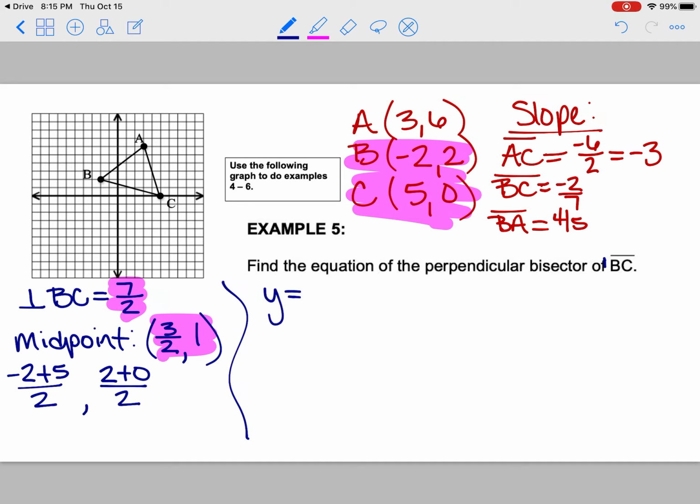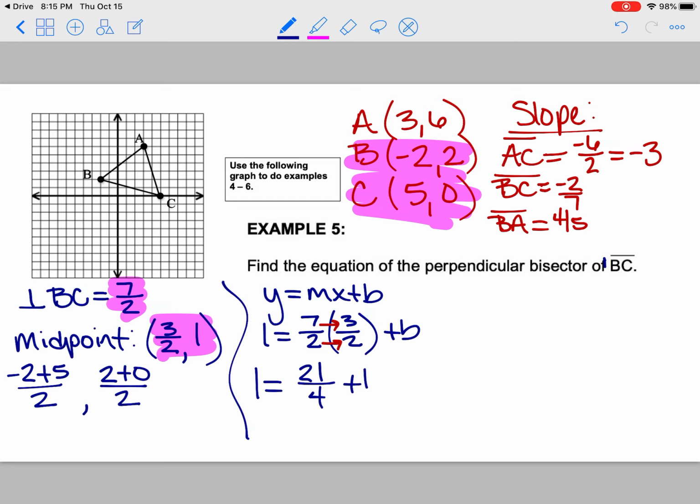Okay, so let's plug those in. y equals mx plus b. We know our new y is 1. Our m, our slope, is 7/2. Our x is 3/2. And we're looking for the b. So bring your 1 down. We're going to multiply. Remember, when you multiply fractions, you just multiply straight across. So we would say 7 times 3 is 21, 2 times 2 is 4, plus b.